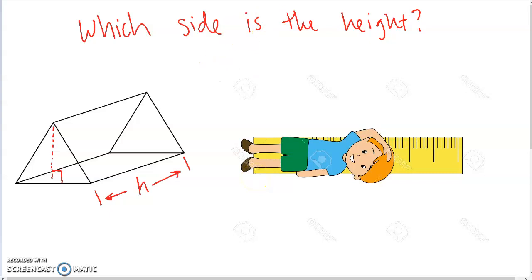So the height for this boy would be from here to here. This would be the boy's height. It doesn't matter. And this would be the same exact height if he was standing straight up or down.